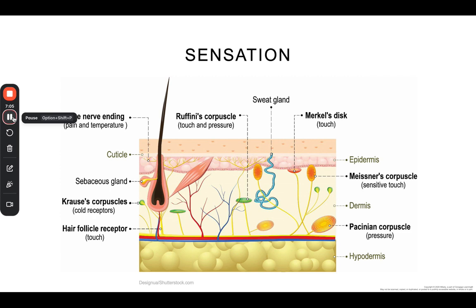The Meissner's corpuscle lets us know when we're being touched in a sensitive way. The Pacinian corpuscle lets us know when there is pressure on our body or around our body. We have hair follicle receptors, which also let us know that we are being touched. Krause's corpuscle lets us know when something is cold. And then we have free nerve endings that let us know when there's either pain or a temperature change. And Ruffini's corpuscle also lets us know when there is touch or pressure being applied to the skin or to the body.